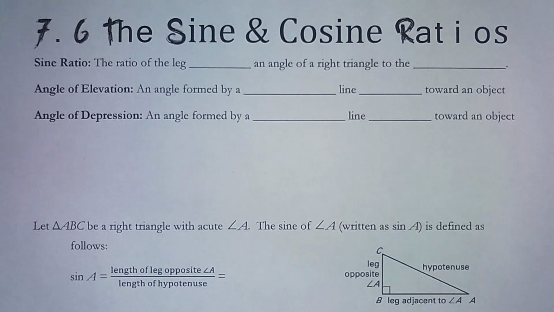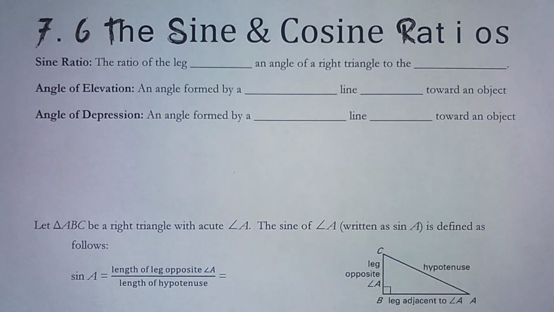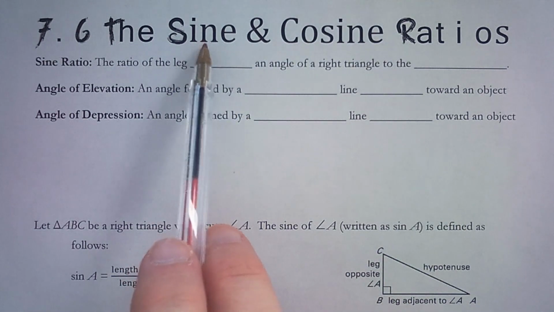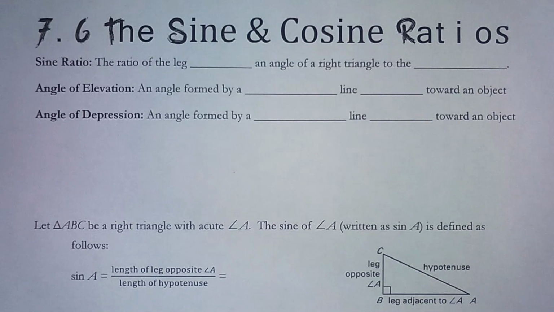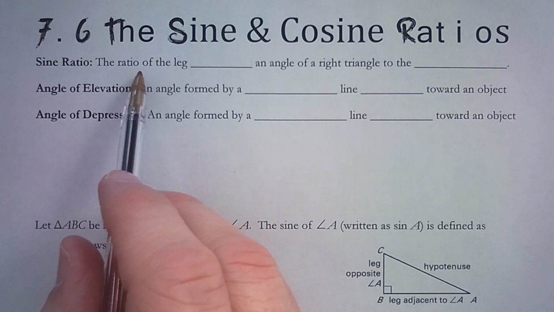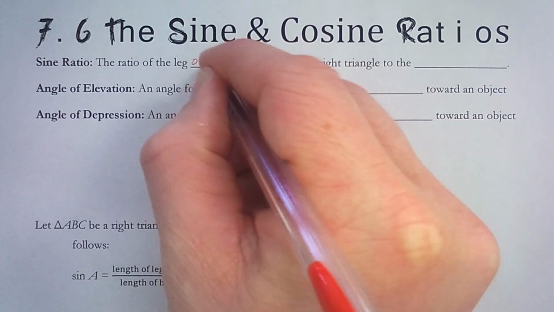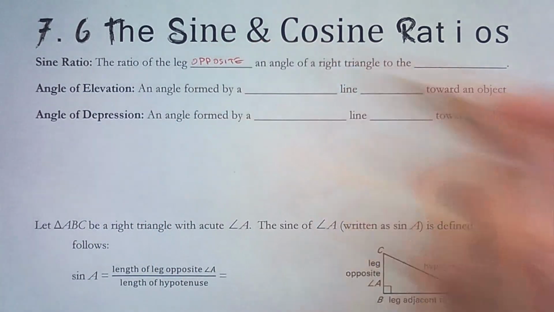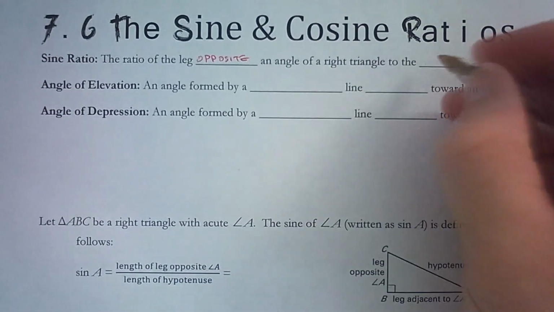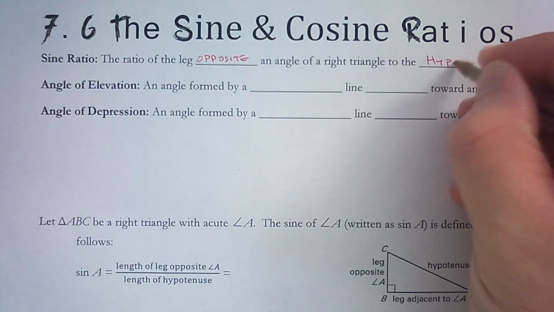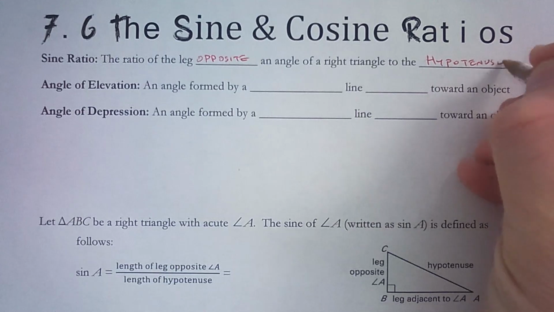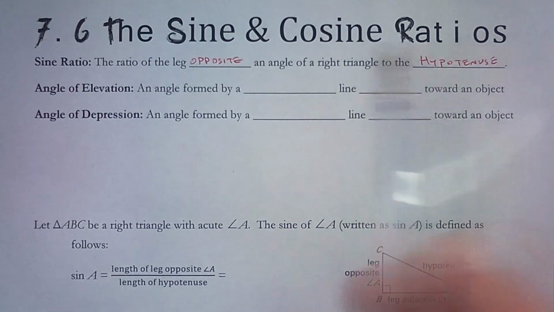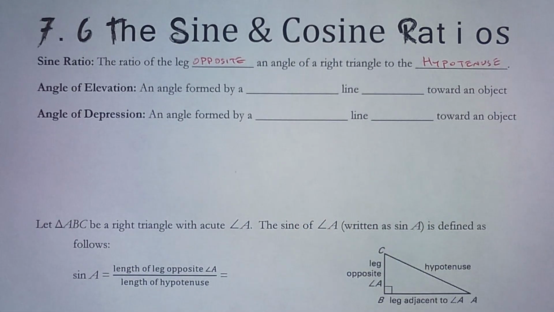Hey guys, welcome back. In this lesson, we will learn about the sine and cosine ratios. In this particular video, we'll focus on sine. We learned about tangent already in a previous video. So the sine ratio is the ratio of the leg opposite an angle of a right triangle to the hypotenuse. Okay, so that would be opposite over hypotenuse.